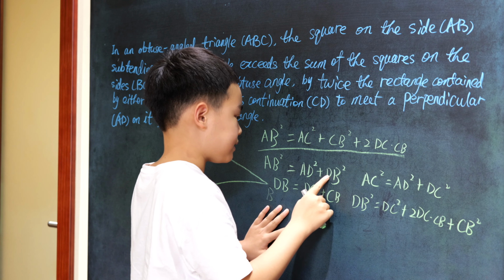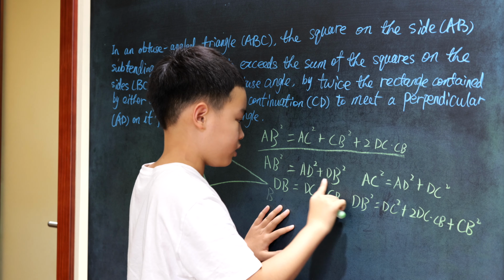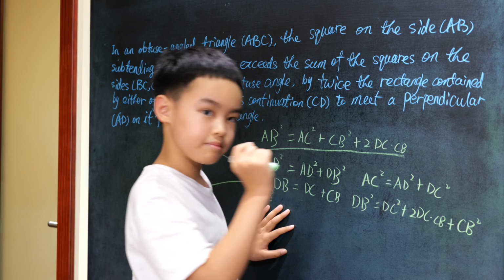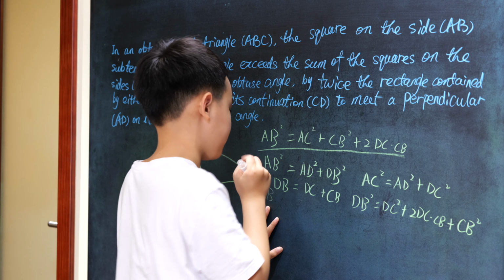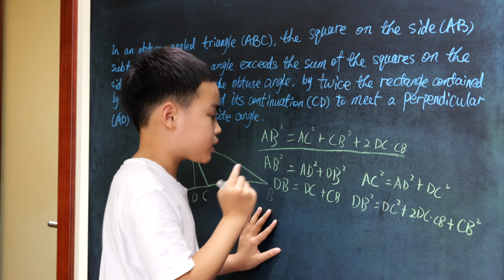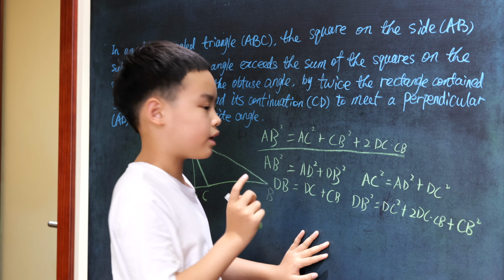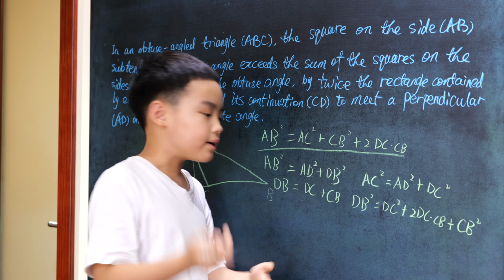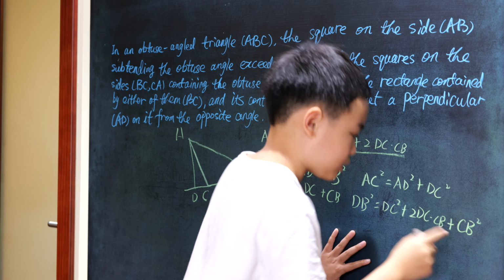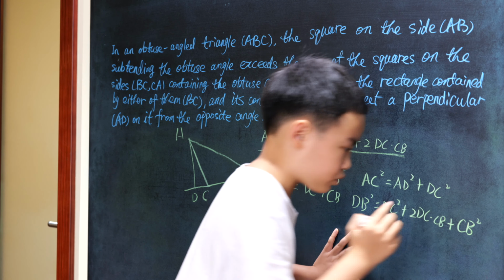And replace the DB in this equation with this. And so we get AB squared equal to AD squared plus DC squared plus 2 DC times CB. And last, we can add CB squared.